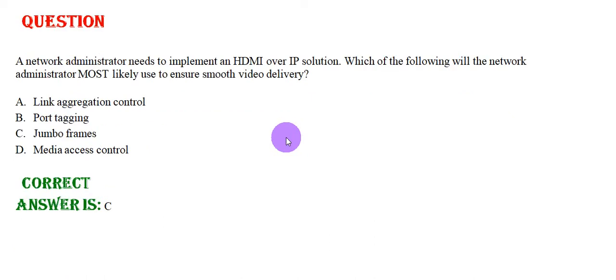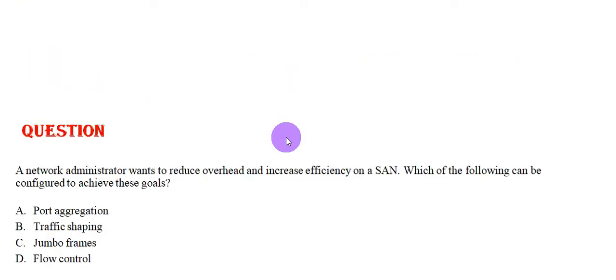A network administrator needs to implement an HDMI over IP solution. Which of the following will the network administrator most likely use to ensure smooth video delivery? Option A, link aggregation control. Option B, port tagging. Option C, jumbo frames. And option D, media access control. The correct answer is option C.